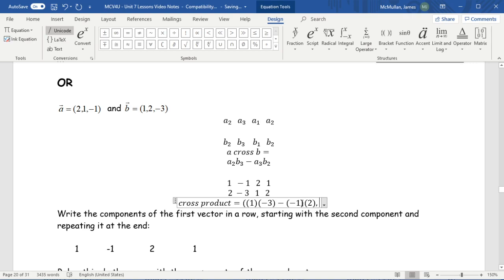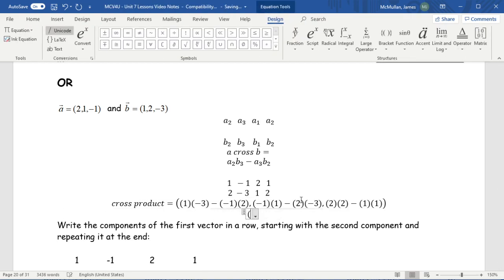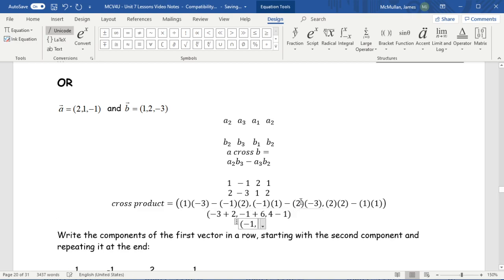Now I move 1 unit to the right. I do negative 1 times 1, take away 2 times negative 3. That's my second component. My final component is 2 times 2, take away 1 times 1. Okay, and that's going to be what I get here. So let's just go through and answer it. So negative 3 plus 2, comma, negative 1 plus 6, and then 4 take away 1.